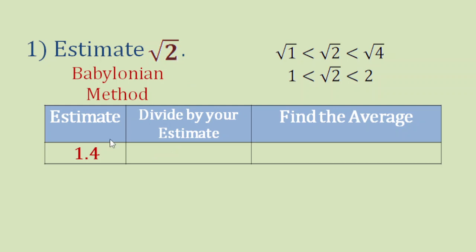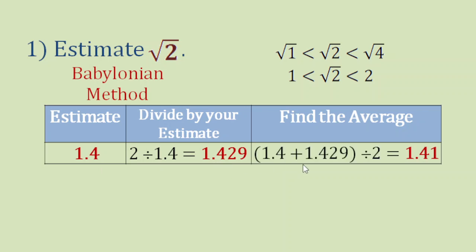Now, 2 divided by our estimate, 2 divided by 1.4 is 1.429. Then find the average, meaning to say we add our estimate and the answer we have on step 2. So 1.4 plus 1.429 divided by 2, the answer is 1.41. Now our average here is 1.41, and this is very close to our estimate, so we accept this answer, 1.41.